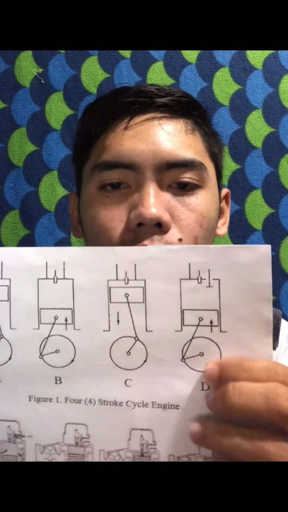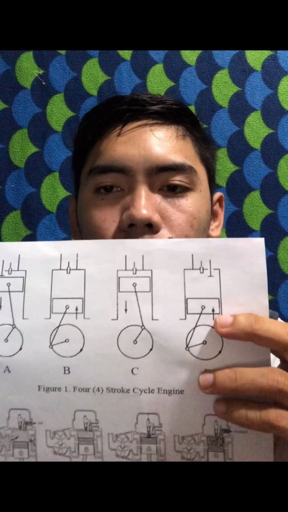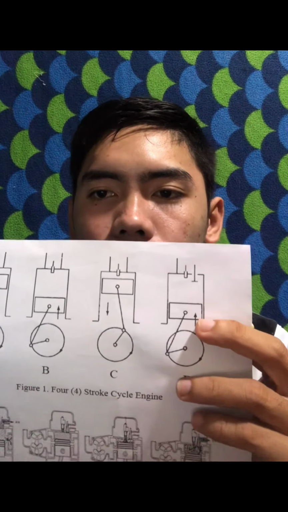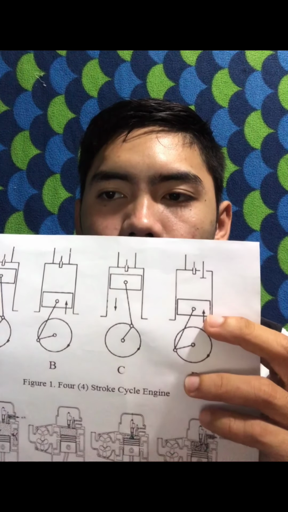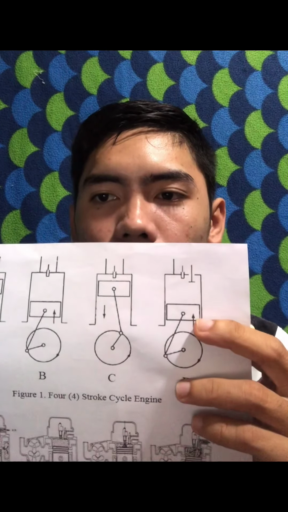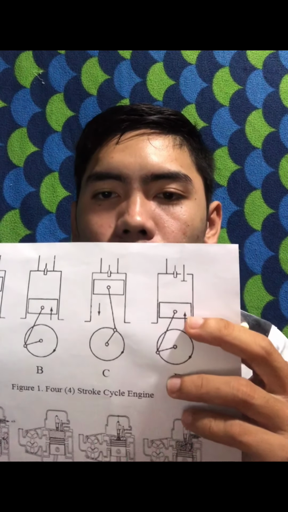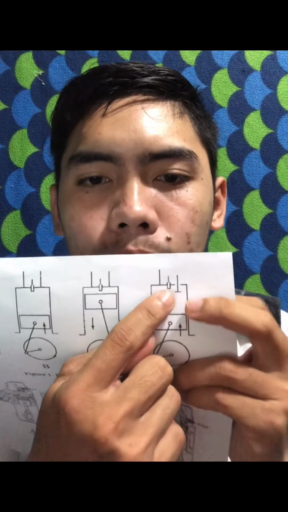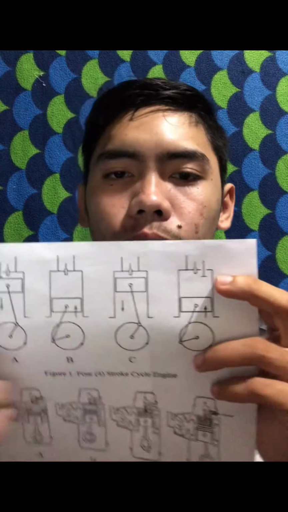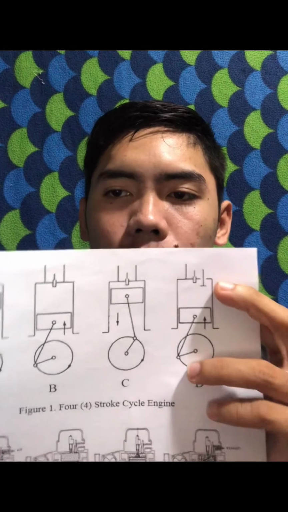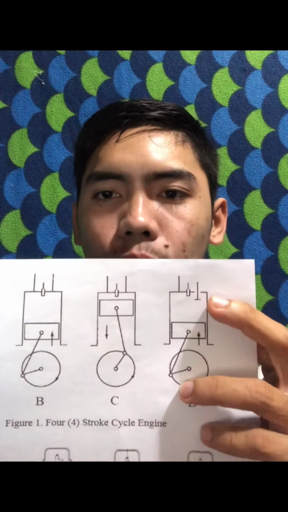Now, we have D, the exhaust, the last stroke, also known as outlet. During the exhaust stroke, the piston once again travels from bottom dead center to top dead center while the exhaust valve is open. This is the exhaust valve. This action expels the spent air fuel.